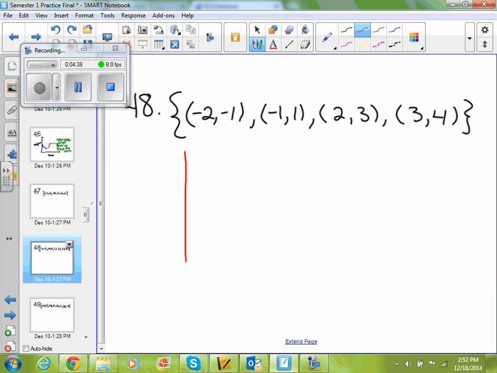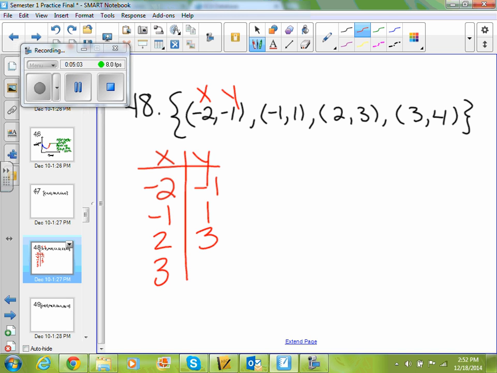So if I start with a table, I know that my first value in every set of ordered pairs is my x. My second value in every set of ordered pairs is my y. So if I make this table, then my first numbers are going to be -2, -1, 2, and 3. Those are your first numbers that should be in your table.